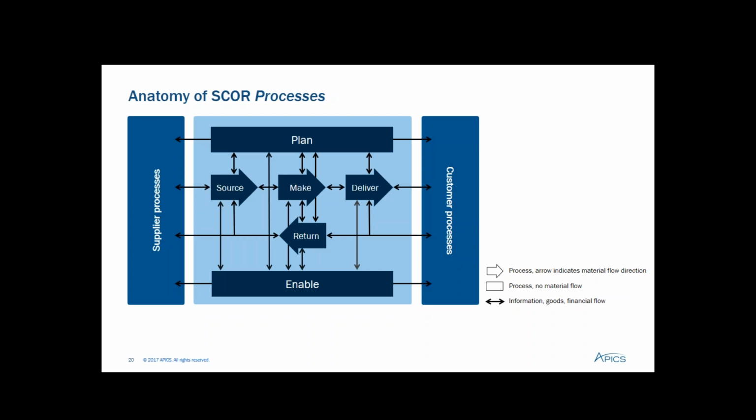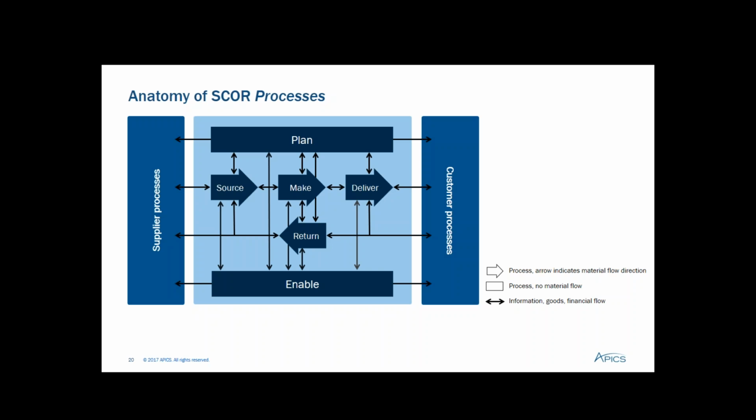Source processes describe the activities involved in scheduling product deliveries, receiving products, verifying products, transferring or moving products, and authorizing supplier payment. Make processes describe the activities associated with the conversion of materials or creation of content for services. It includes adding value to products through assembly, mixing, separating, forming, machining, and chemical processes.